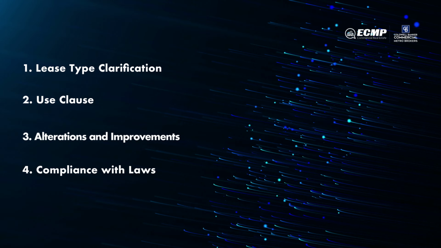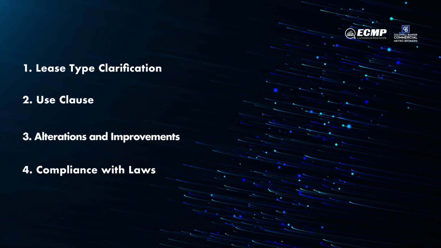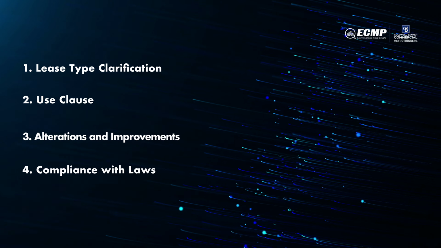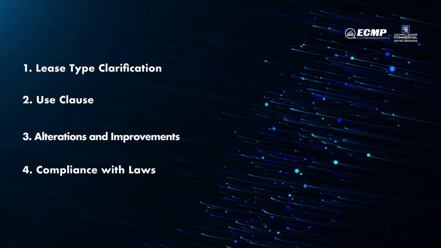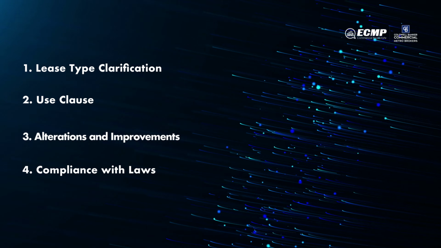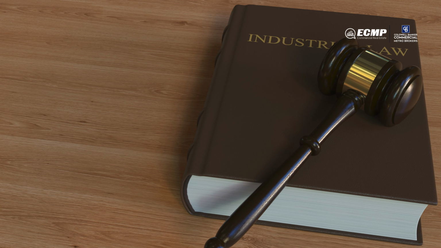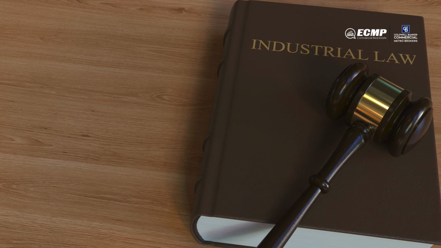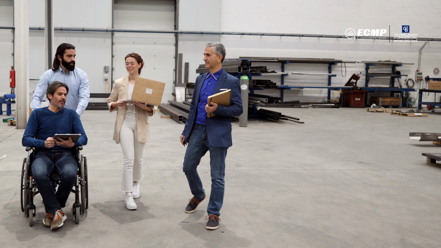Now next, compliance with laws. The lease should specify who is responsible for maintaining compliance with local, state, and federal regulations, including building codes and environmental laws, and finally, accessibility requirements.